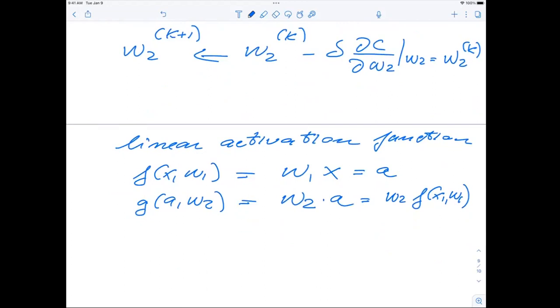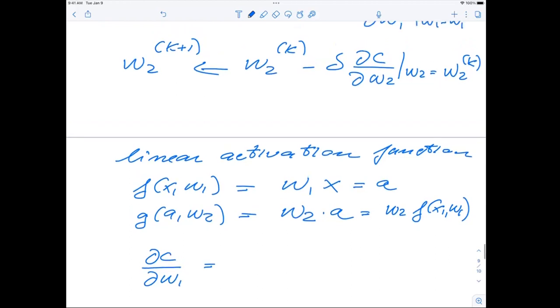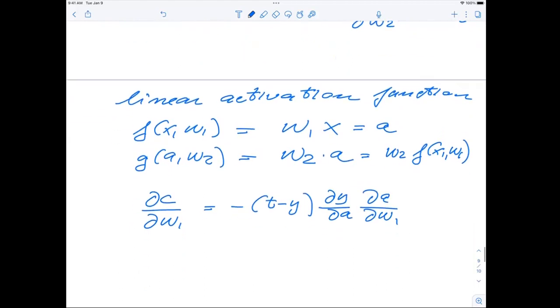So the thing which we need now is obviously the derivative dC/dW1. And if we take these expressions which we have, a cost function which obviously depends on y, we will get a minus (t minus y) here. And then we need the derivative dy/dA multiplied with dA/dW1. So that's simply just an application of the chain rule. And then we are going to have the derivative with respect to W2 here.